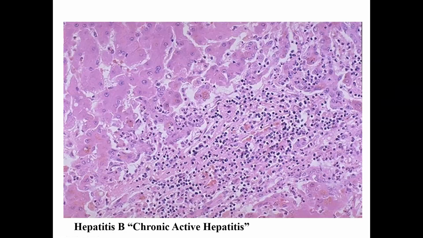Here's a section from a patient with hepatitis B, and here you can see that the portal triad is affected, and now the portal triad has crossed over the limiting plate and into the lobule. Okay, so now you have lobular as well as portal in hepatitis, which is what you see with patients with hepatitis B.